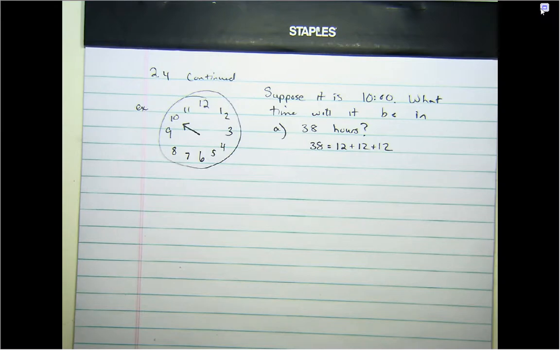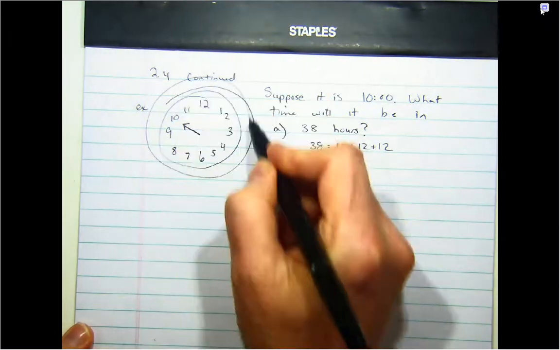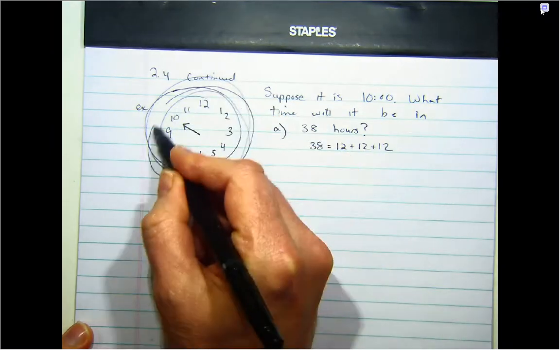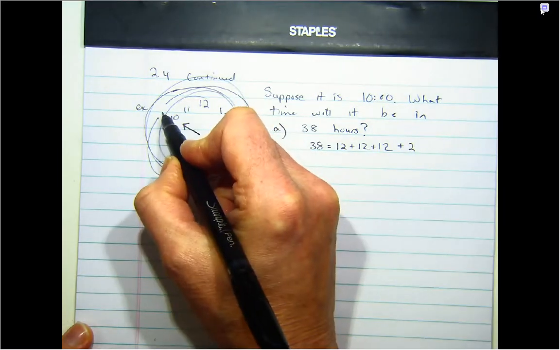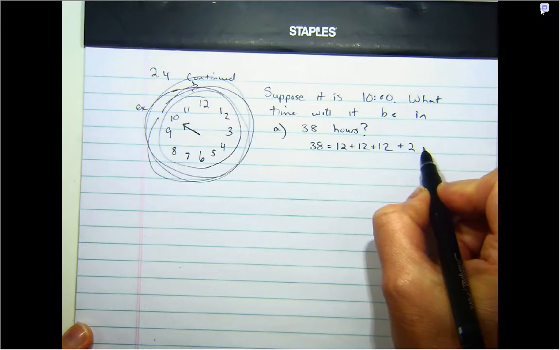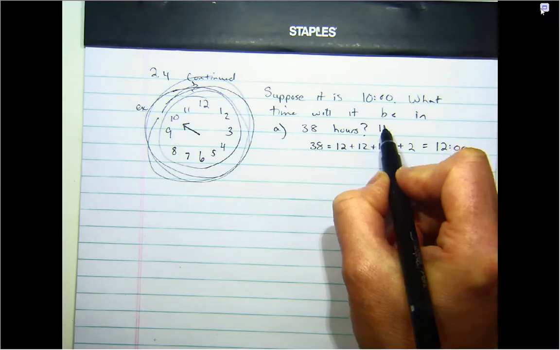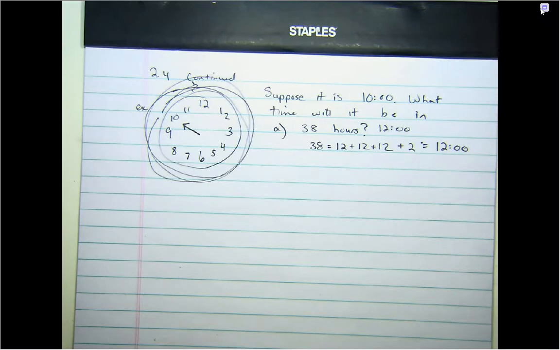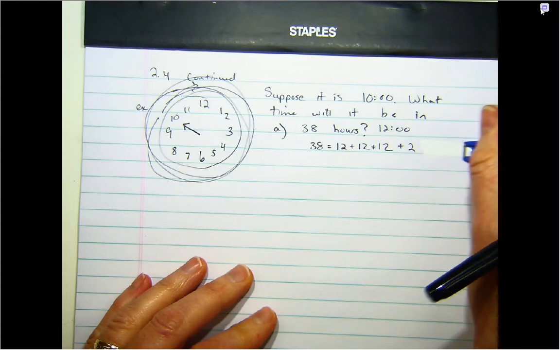So if we take out multiples of 12, we can do that 3 times. So go around the clock 3 times. 1, 2, 3. And that is only 36 hours, so we need 2 more. This isn't equal to 12 o'clock. Equals means things, so I'm not going to put equals. Let me just cross that off, okay? But 12 o'clock is the answer.